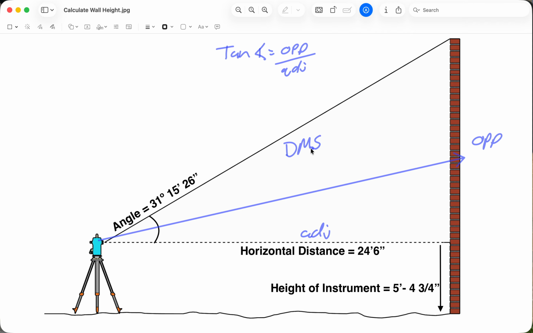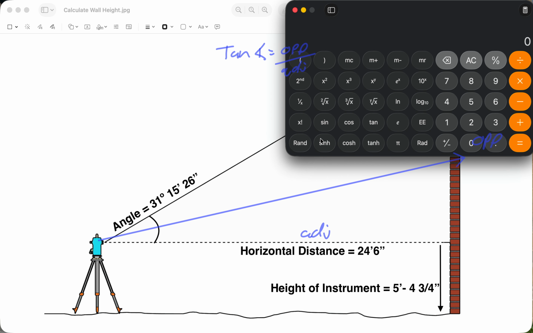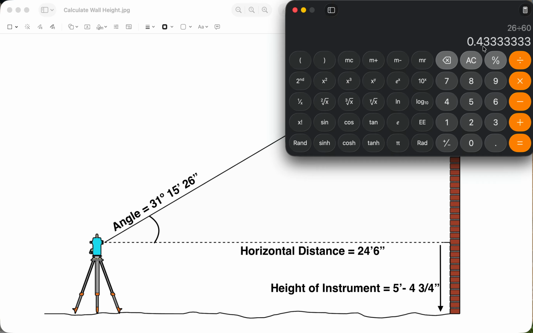Now, our angle is not going to go into our calculator unless you happen to have a DMS button on your calculator, which is degrees, minutes, seconds. Because I'm using my computer calculator, I unfortunately do not have a DMS button. So what we have to do is convert this into just decimal degrees. Okay, 26 seconds, we're going to go 26 divided by 60. And that's 0.433333 minutes. So we'll add on our minutes, plus 15. So now it's 15.4333 minutes.